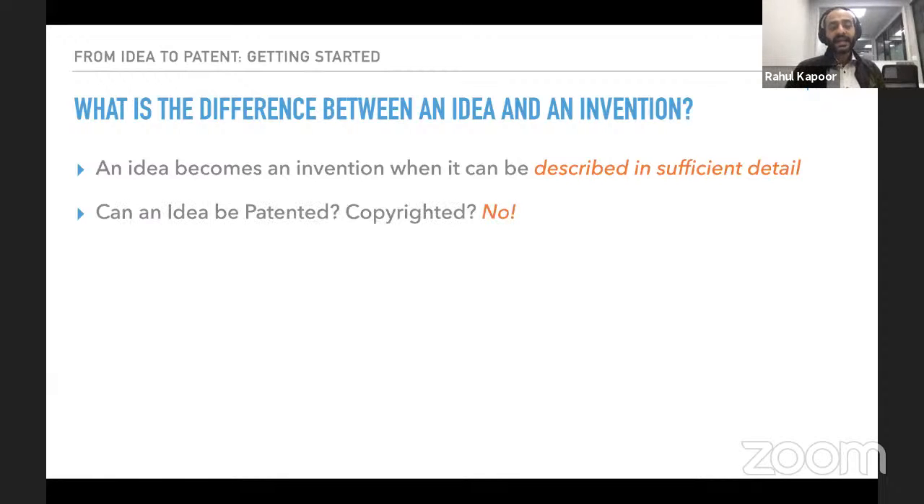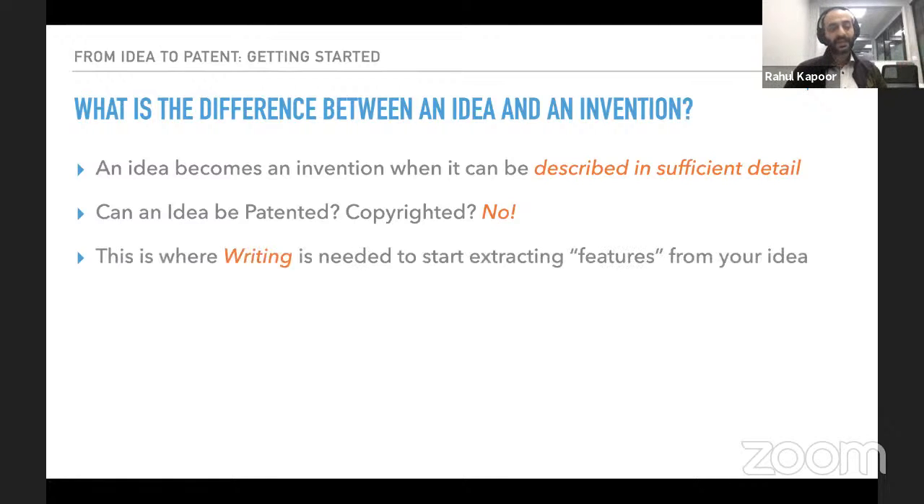Can an idea be patented? No. Can an idea be copyrighted? No. There is really no protection out there for ideas. It's in your mind, and usually it's not very valuable. This is where writing can help you. Amjad sir was telling you that you have an invention disclosure form. I added one slide on the invention disclosure form based on my own experience, and what I think about it. Writing is a very important factor.